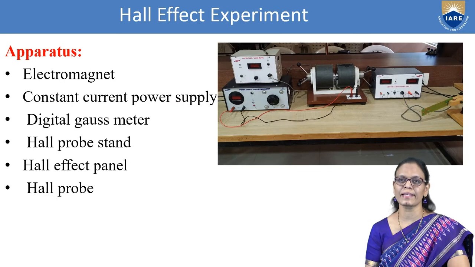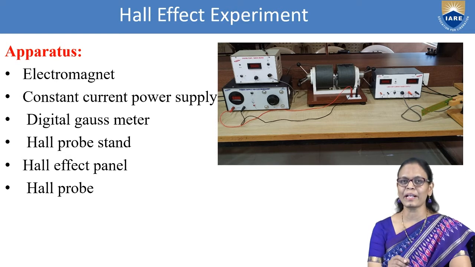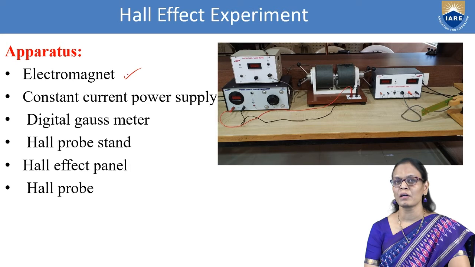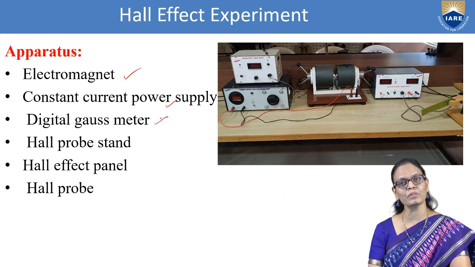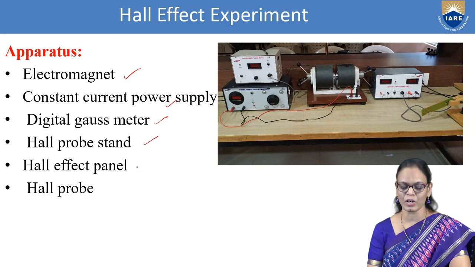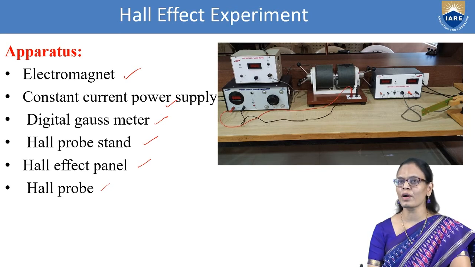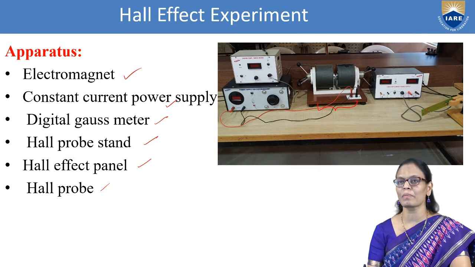Now let us see the setup for the Hall experiment, how we are going to do that. So the apparatus required here is an electromagnet. This is to generate the magnetic field. We have a constant power supply and then a digital Gauss meter to measure the magnetic field. Then a Hall probe stand with a Hall effect panel, and we also have a probe stand and a probe. Okay, so now what you see in the picture here is this is an electromagnet.